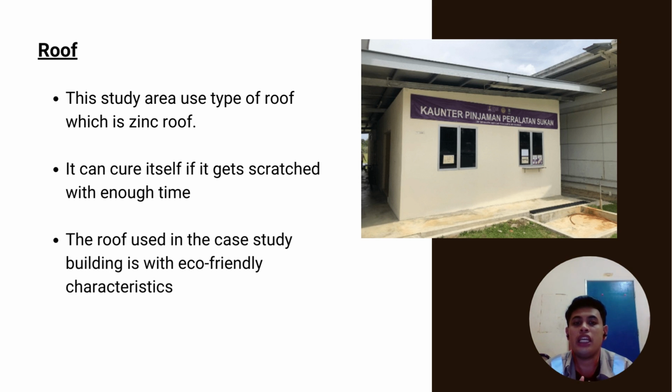The roof used in the case study building has eco-friendly characteristics. Zinc is a green building material. Since zinc has a lower melting point than other metals, its manufacture requires less energy. Additionally, because zinc is completely recyclable, replacing a zinc roof generates no waste.